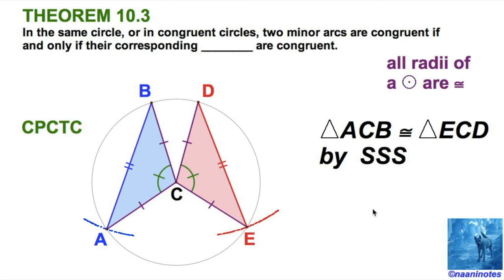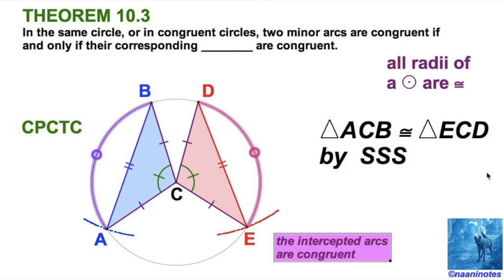Well, CPCTC tells me that I've got those 2 angles congruent, angle ACB and angle ECD, or DCE, either way. And since you've got those 2 angles congruent, we know that means their intercepted arcs are congruent. Wow. So that means I can fill in the blank up here: their corresponding chords are congruent. Hey, that's kind of fun.